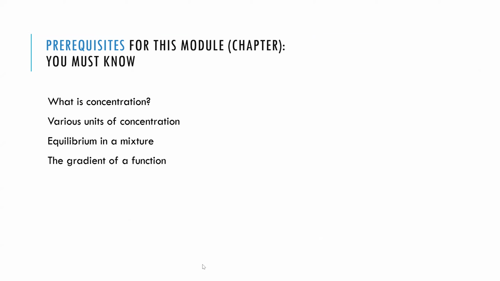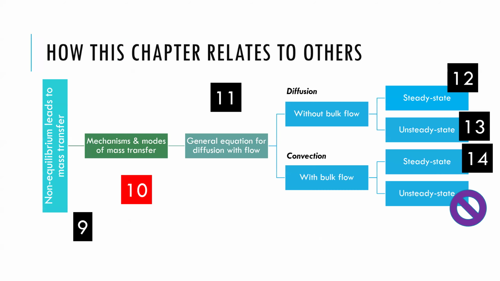And then the gradient of a function is very basic because, as you saw in heat transfer, the rate of heat flow, or heat flux, is proportional to the gradient of temperature. So it's the gradient that is driving this kind of a transport process, which is just the slope.